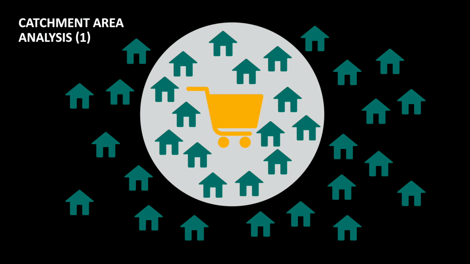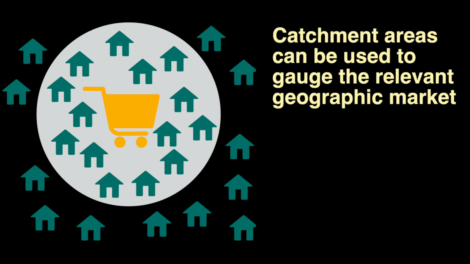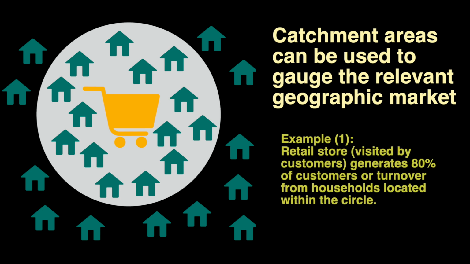So the previous slide showed how evidence on entry can help define the geographic market. Another way to define the geographic market is via catchment area analysis. On this diagram, imagine that we have a supermarket in the centre of a particular town. That's shown by the trolley. Imagine also that we have information on where the customers come from when they go to that supermarket. That, for example, could be from loyalty card information.